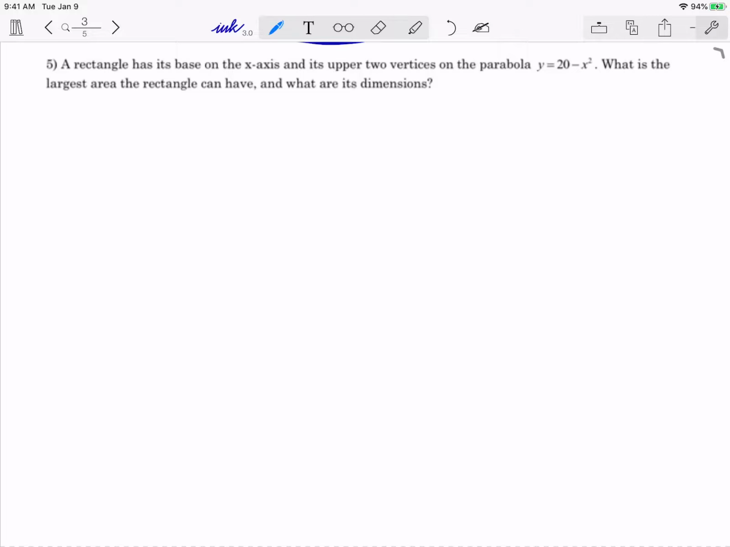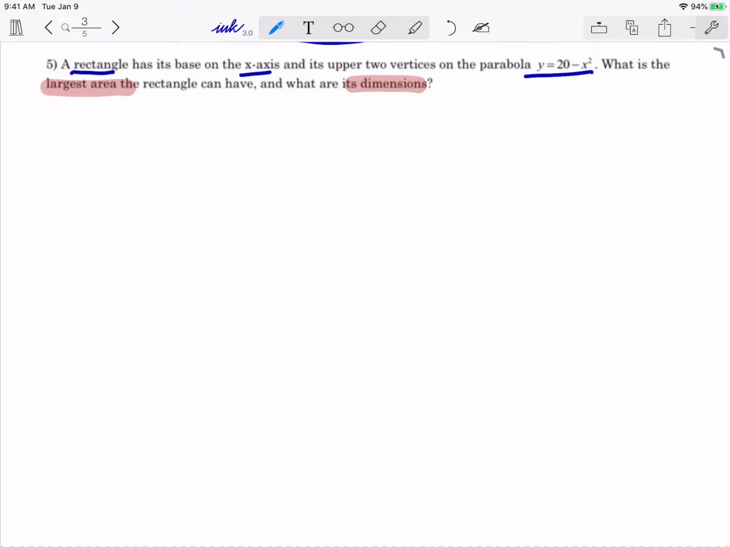Alright, next problem, very common one. Should be able to get this pretty quickly. We've got a rectangle whose base is on the x-axis and its upper two vertices are on the parabola 20 minus x squared. I want to compute the largest area and determine its dimensions.